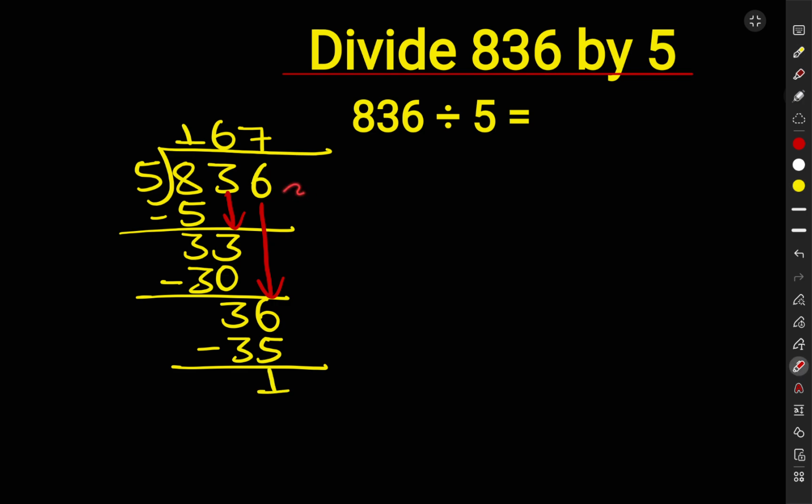So now we have no other number to put down. So we put a decimal here, so that we can put 0. So it is 10 and 5 times 2 is 10. On subtracting we get 0. So 836 divided by 5 is 167.2.